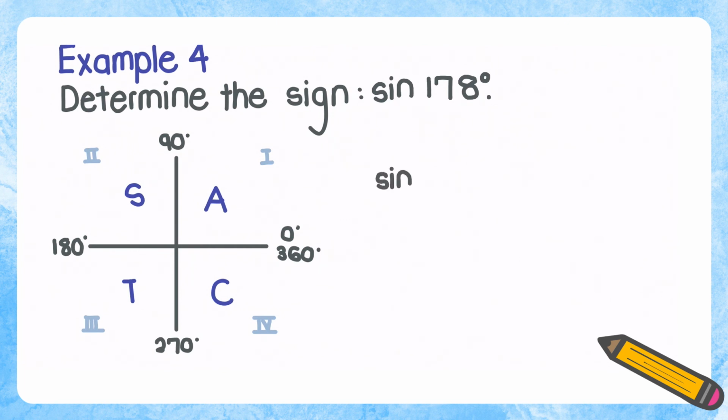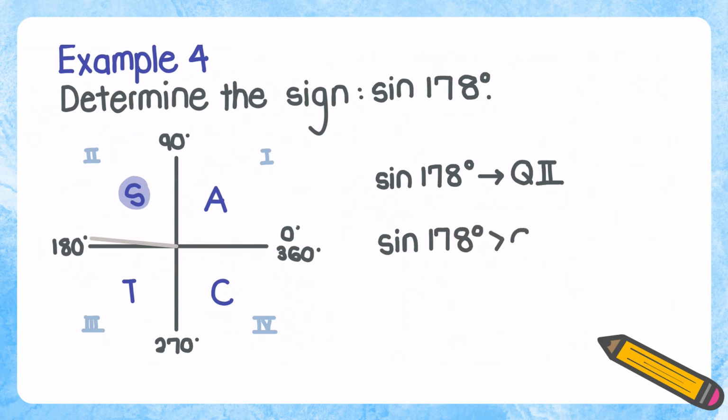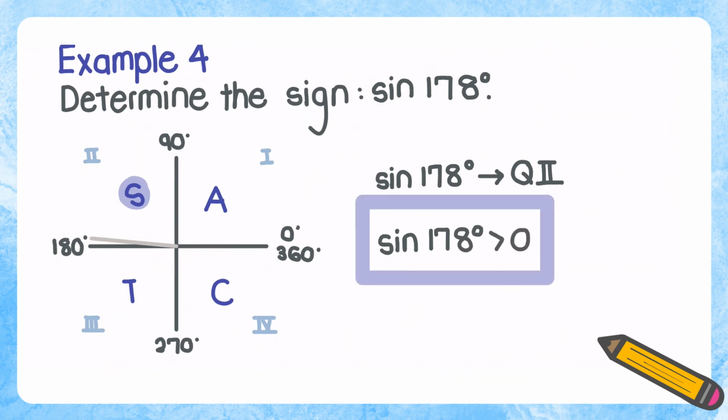So here we're looking at sine of 178 degrees. This lies in quadrant 2, really close to that 180. So Q2 stands for quadrant 2. And we know that in quadrant 2, only sine functions are positive. And we are working with a sine function right here. So we know that sine of 178 degrees will be positive.